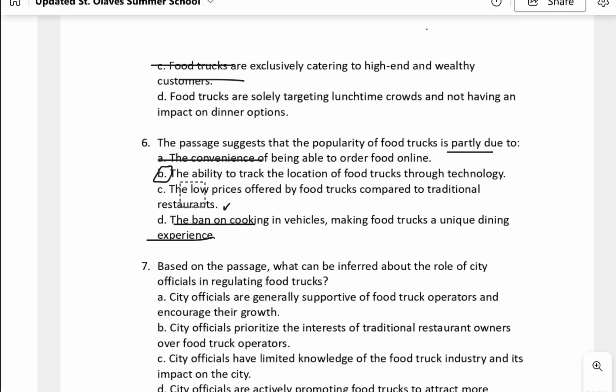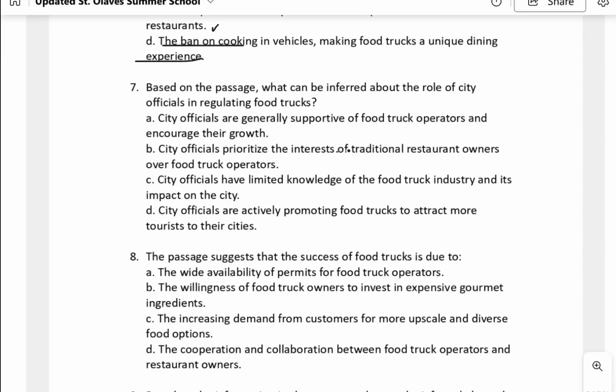Not C. We know that city officials, it says in the text, as we highlighted before, try to defend the interests of traditional restaurant owners, and they're not trying to promote it because it impacts the business in the city. City officials don't have limited knowledge, because they are putting bans in because they know what food trucks can do to their traditional restaurants. Therefore, it has to be B as the answer, as this is directly stated in the text.